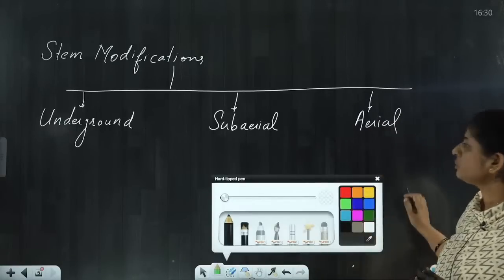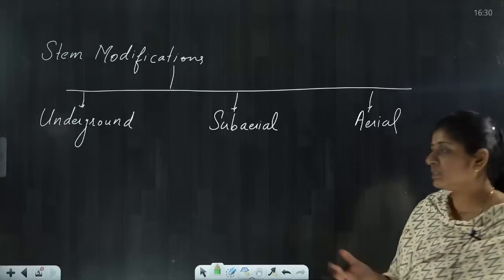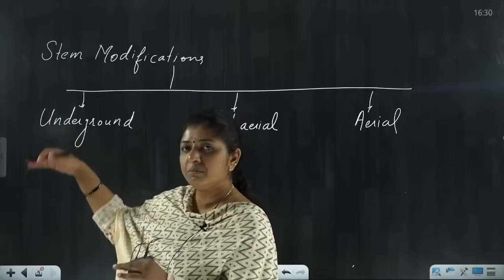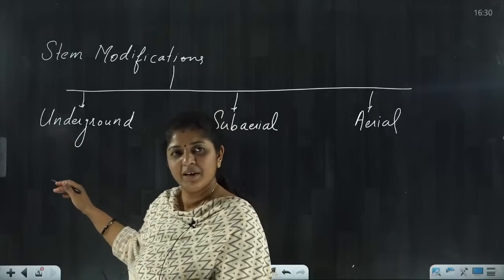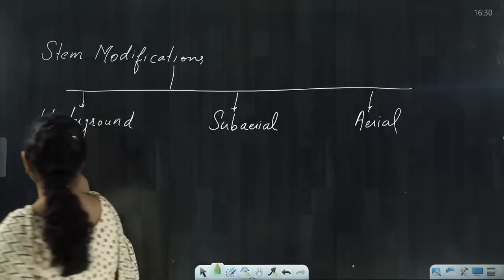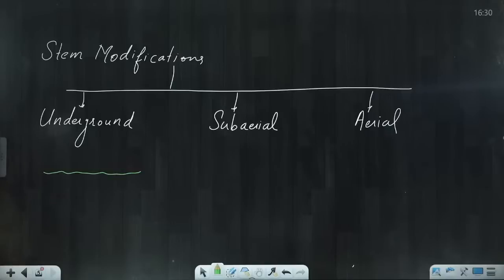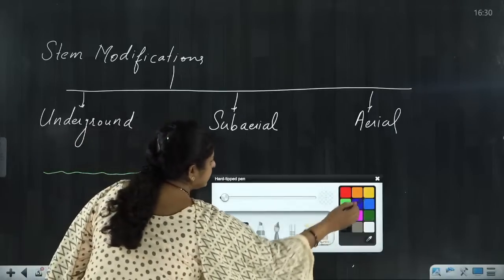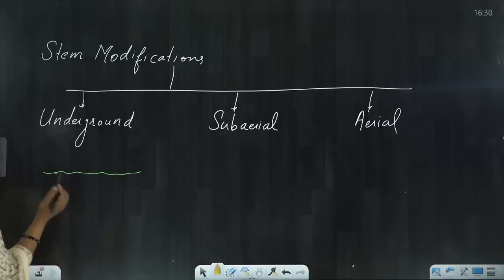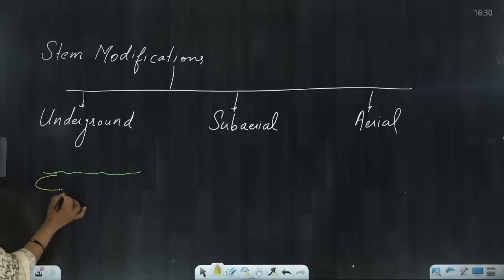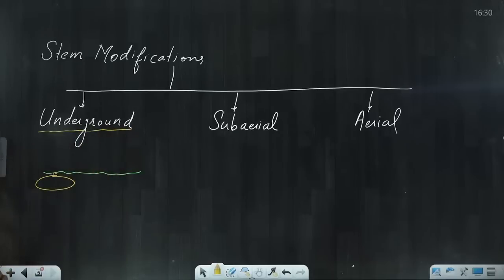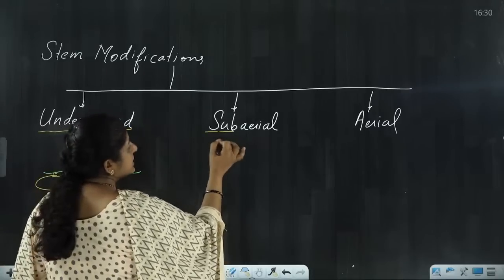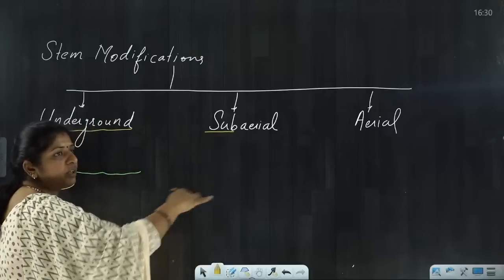These 3 categories we will discuss. Fine. First of all, you should know the meaning of all the terms. Underground, obviously under means below the ground. Fine. So if I am taking this as a ground level, if any modification is below that, like you know about potato is there under the ground, this will be underground stem modification. Fine. I will come on with more examples, right? So sub means just touching to the ground.